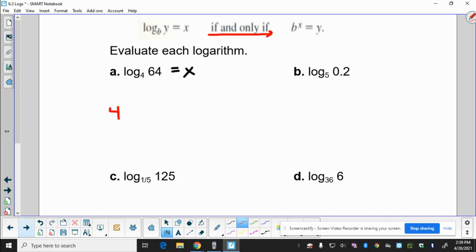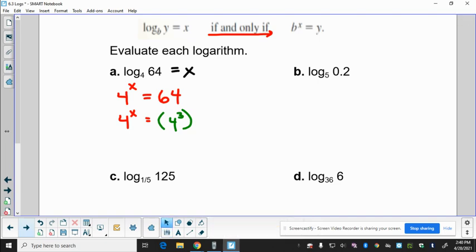So I think this is going to be 4 to the x power equals 64. And we've learned that we can use a change of base formula here. I can leave this side as 4 to the x. But over here, 64 could be 4 to the 3rd power, right? Just write that as 4 to the 3rd power. And what we learned is that those bases can cancel each other out. And you actually have x equals 3.